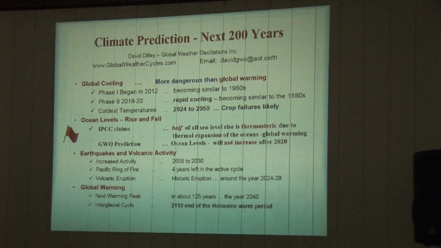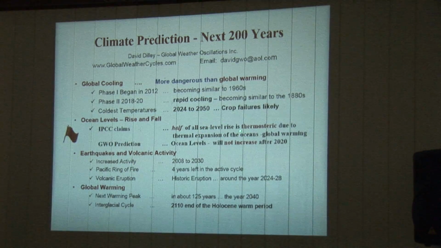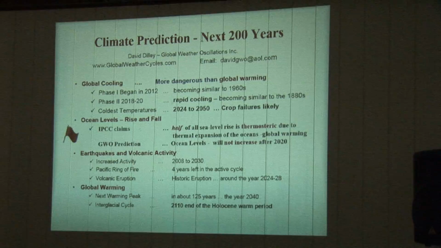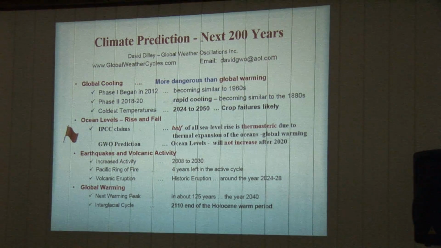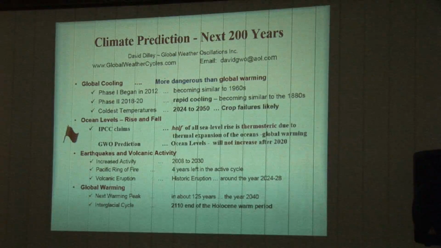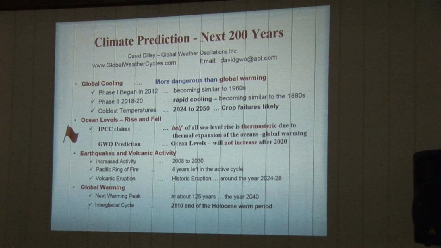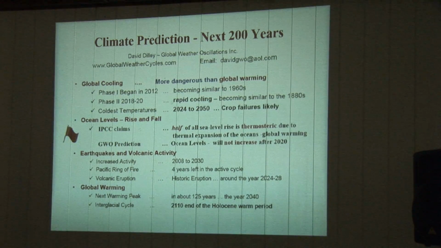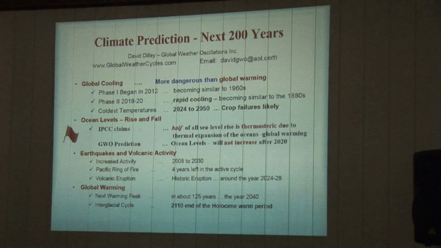Ocean levels, this is what you want to hear. IPCC claims half of the sea level rise during the past 100 years is what they call thermosteric. Which means during the past 100 years, the oceans have warmed. When anything warms, it expands. So a little over 50% of the ocean rise during the past 100 years is because the oceans have warmed and expanded.